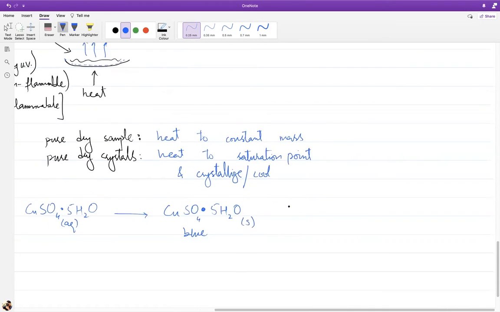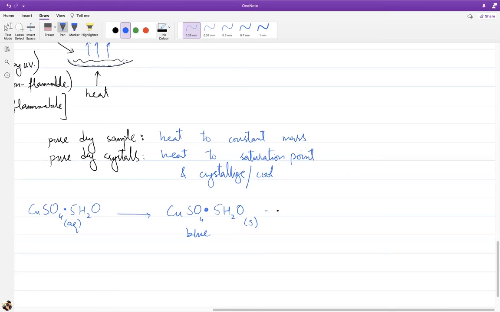But if I want to go further and make it a pure dry sample, then I will heat further. And that way I will get copper 2 sulfate solid. This water of crystallization, it will also evaporate. And this is white in color. So if you go all the way, that is pure dry sample. If you don't go all the way, if you just stop here, you have gotten pure dry crystals.